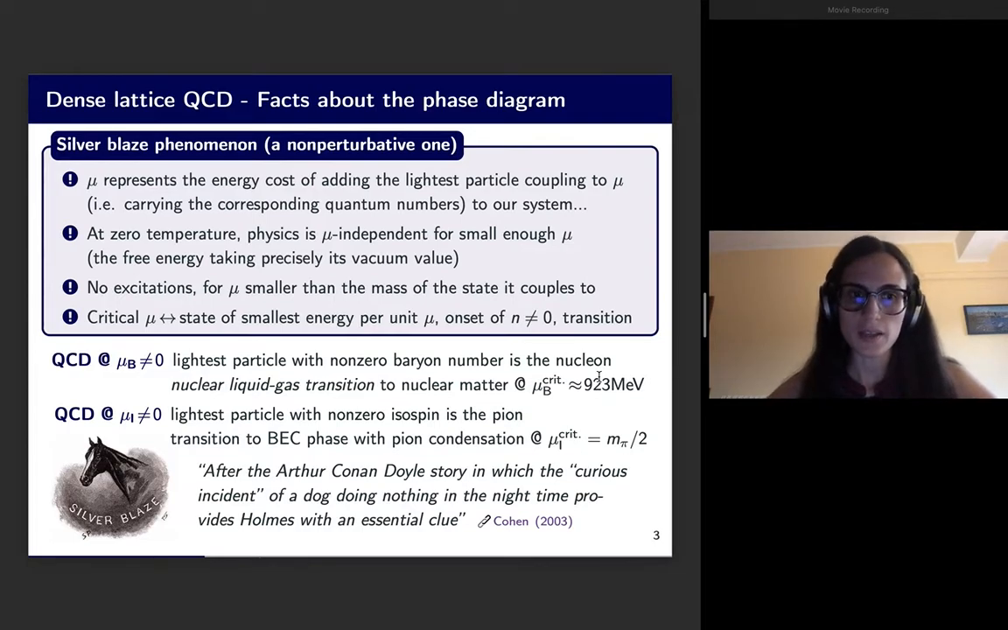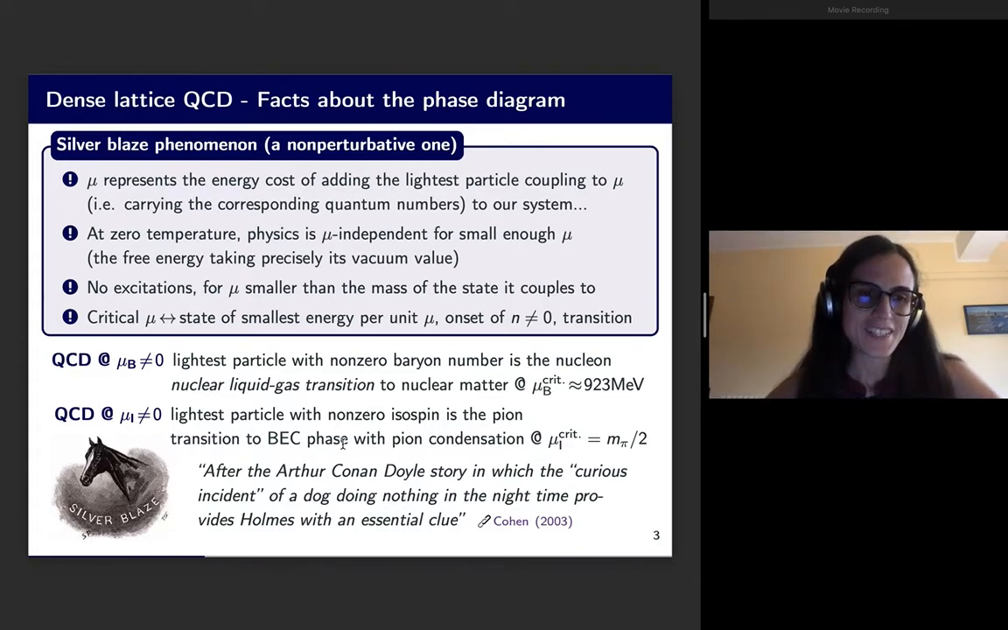Similarly, in QCD at non-zero isospin chemical potential, the lightest particle that carries non-zero isospin in this case is the pion. And what we observe is that as soon as the isospin chemical potential is half the mass of the pion, (which convention you use for introducing the chemical potential can or cannot give you this 1/2 factor) there is a transition to a BEC phase with pion condensation.